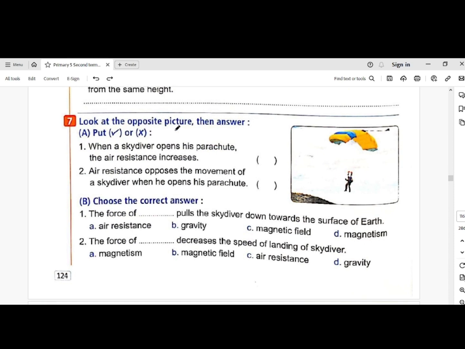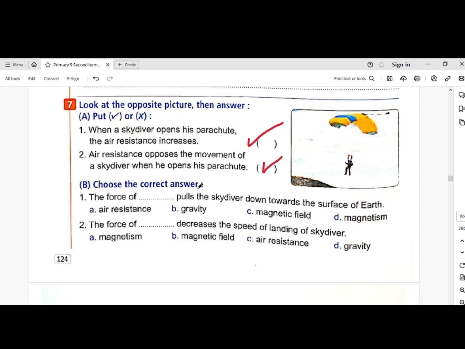Look at the opposite picture, then answer. Put true or false. When a skydiver opens his parachute, the air resistance increases. This is true. Air resistance opposes the movement of a skydiver when he opens his parachute. This is true.